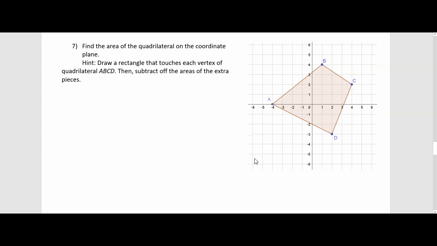And this is when we have a polygon on the coordinate plane. So it says find the area of, in this case it's a quadrilateral. I do give you a hint. It says draw a rectangle that touches each vertex of the quadrilateral, then subtract off the areas of the extra pieces. So I'm actually not going to show you what that looks like. Let's see if you can figure it out on your own. Pause the video and see what you can come up with.